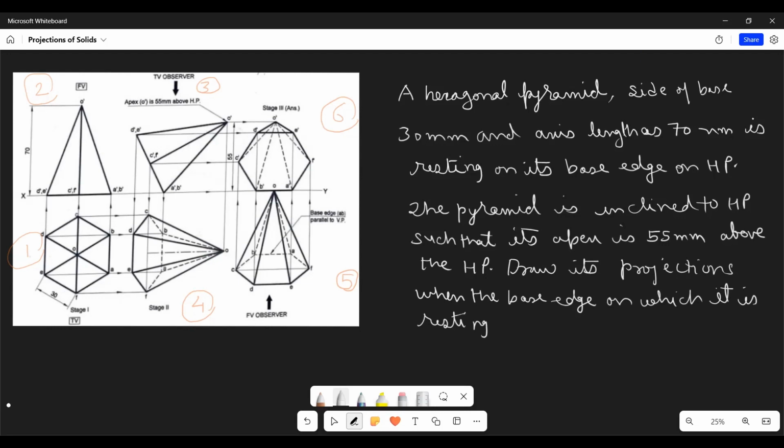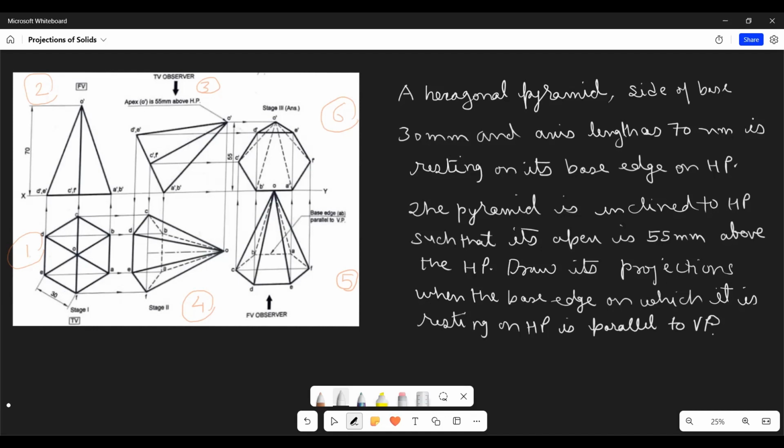resting on HP, that is, I am talking about AB. AB is the base edge on which it is resting on HP, is parallel in the top view. In the top view means parallel to VP. So the base edge is parallel to VP. Okay, this completes the question.